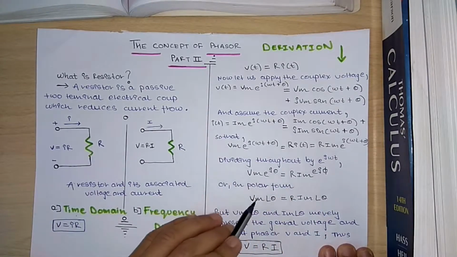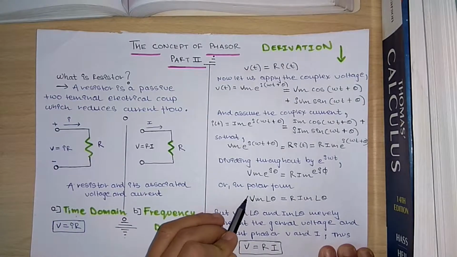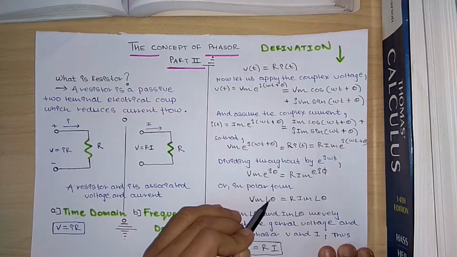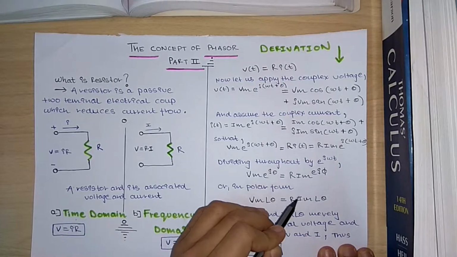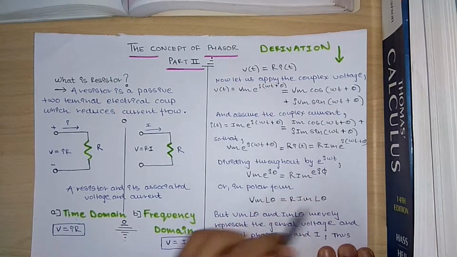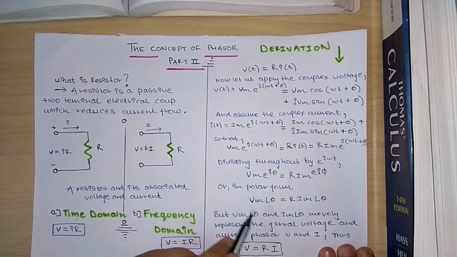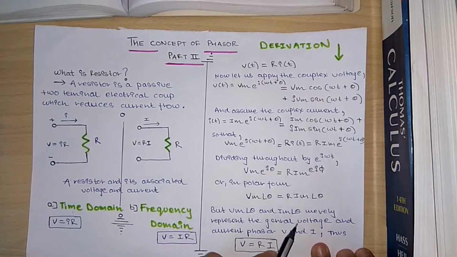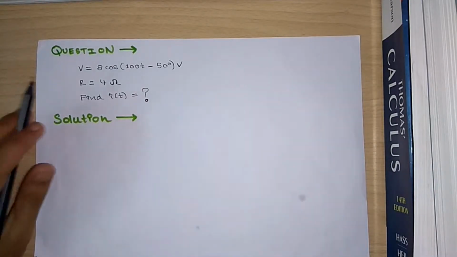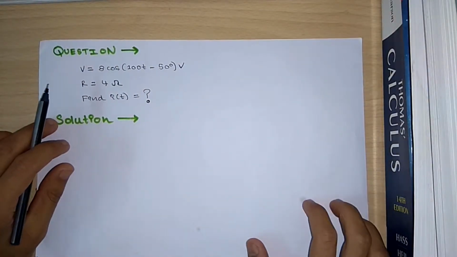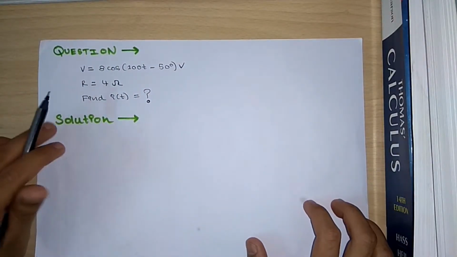Now, changing it into polar form, it can be expressed as Vm angle theta is equal to R into Im angle theta. Both theta here represent the angle which both form with the origin or the x-axis, which can be simply expressed as V is equal to Ri if both angles are 0. Now, we'll be taking a simple question based on what we have just studied below.